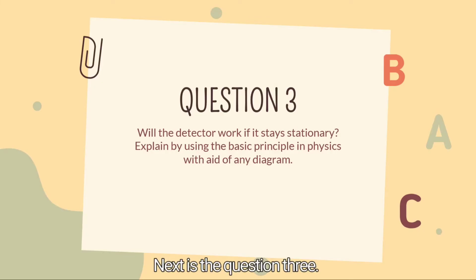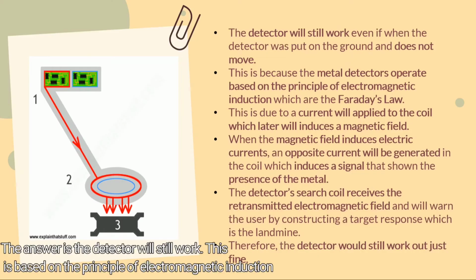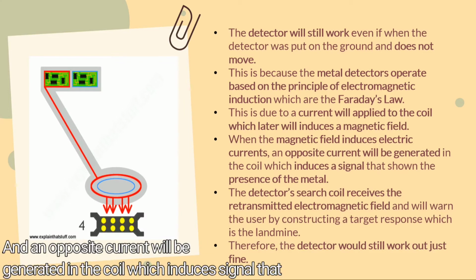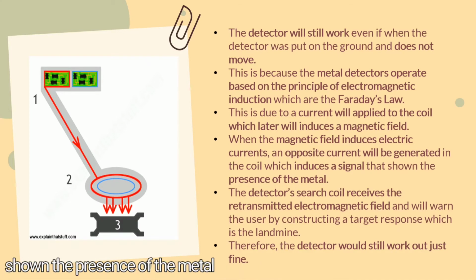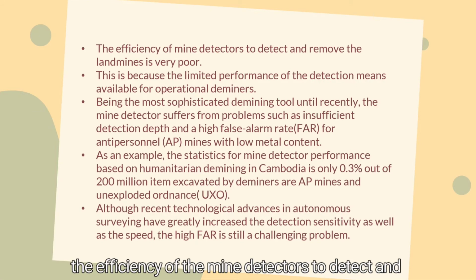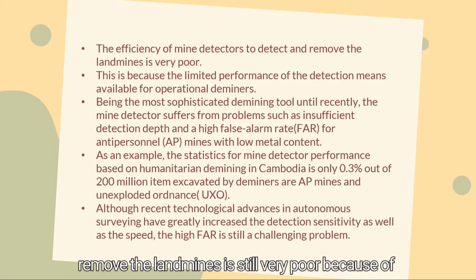Now in question 3, the detector will still work. This is based on the principle of electromagnetic induction, which is Faraday's law. Current will be applied to the coil that will induce a magnetic field. Then an opposite current will be generated in the coil, which induces a signal that shows the presence of the metal.